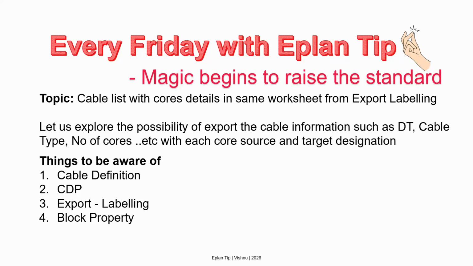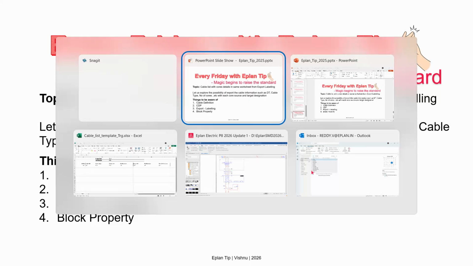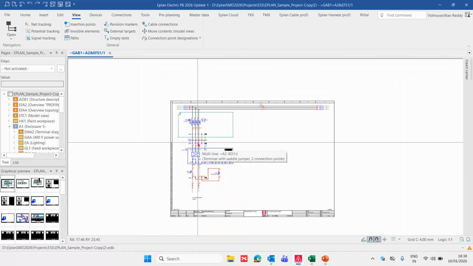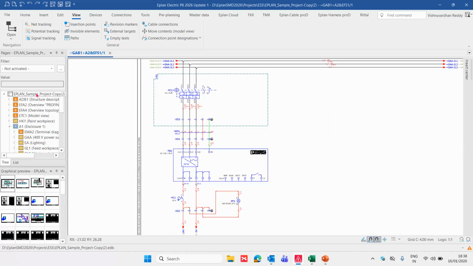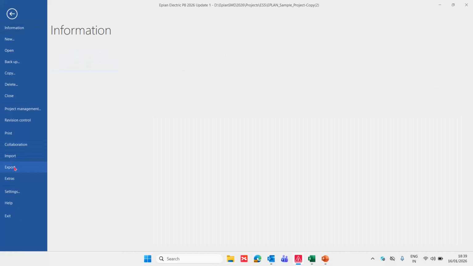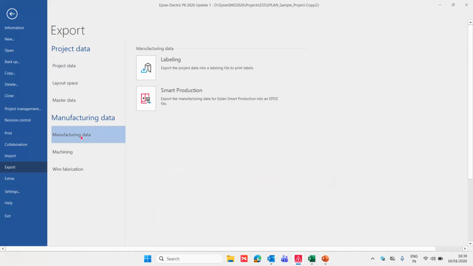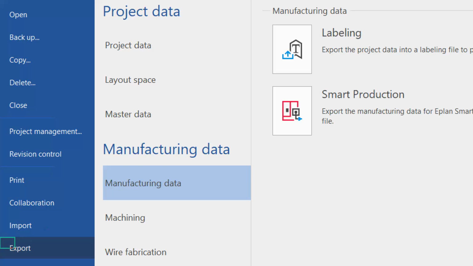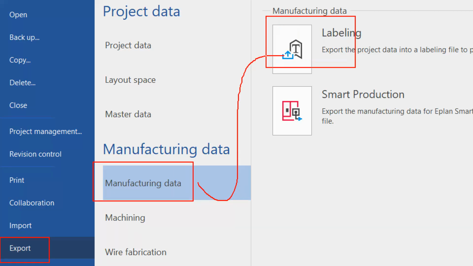Without delay, we'll switch to EPLAN and see that. We are talking about the cable diagram, so is it possible to get it? This is my sample project. If I go to File, then Export, then Manufacturing data, there is Labeling. We are touching this particular one called Labeling.